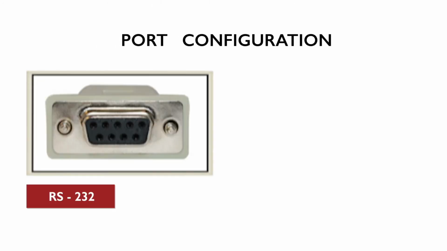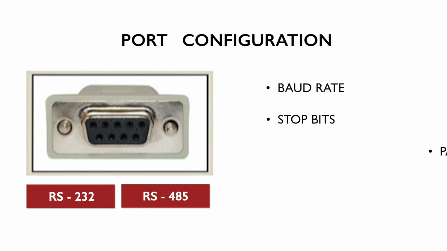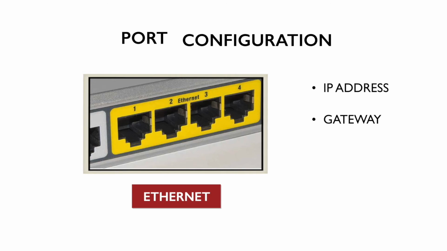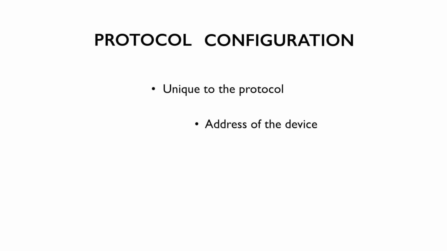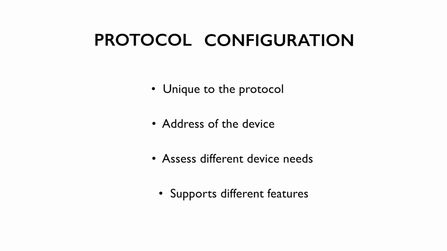The port configuration for a serial port like RS-232 or RS-485 would be things such as the baud rate, how many stop bits, and whether you have parity bits. For Ethernet, the port configuration would be things like the IP address and the gateway. The protocol configurations are unique to the protocol. There are things like the address of the device. There are a lot of different means that you can connect via the protocol, and a lot of different features that the protocols support, and you can turn those features on or off.